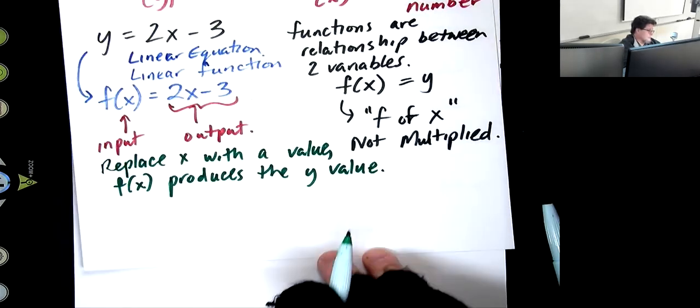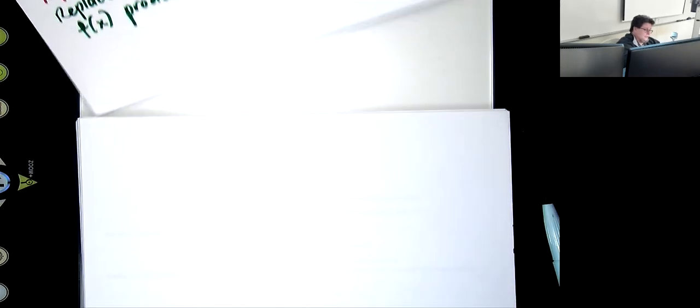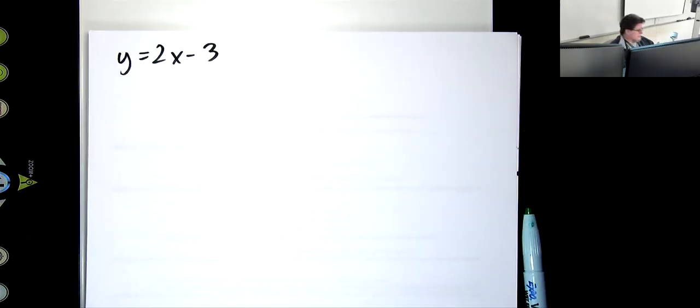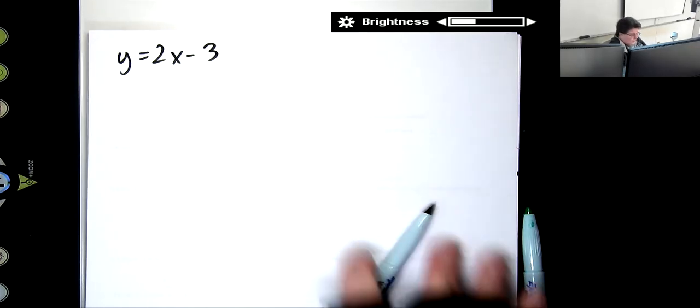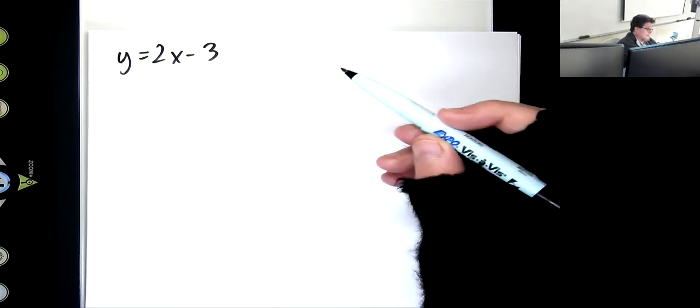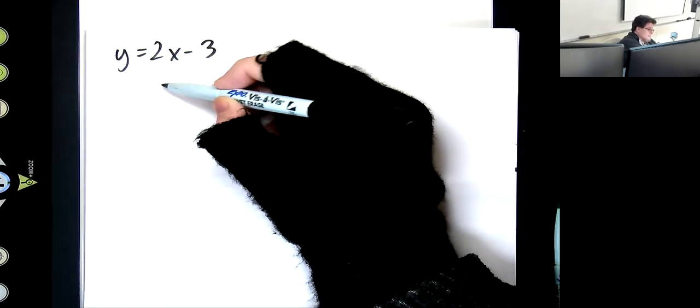Let's look at a couple of examples. We're going to use that 2x minus 3 and practice graphing it. We'll do another one. Until we learn some more skills, this next thing we're doing works all the time, no matter what, without fail. We can make a table of x and y values. I'm going to use the f of x.